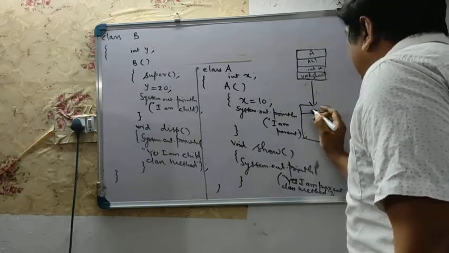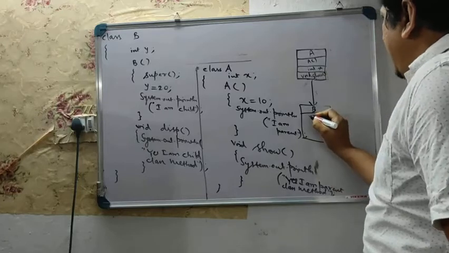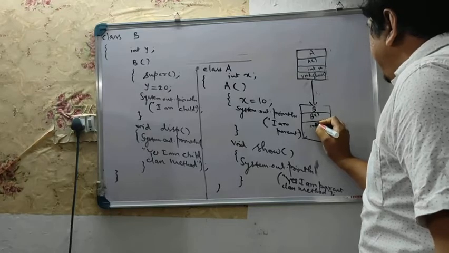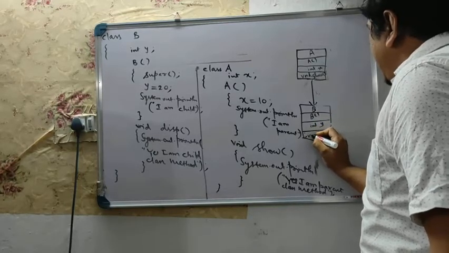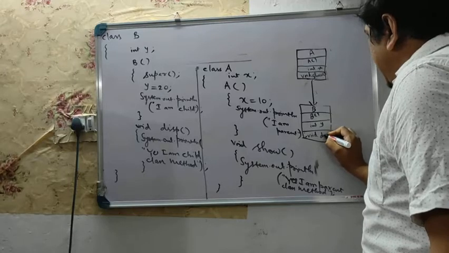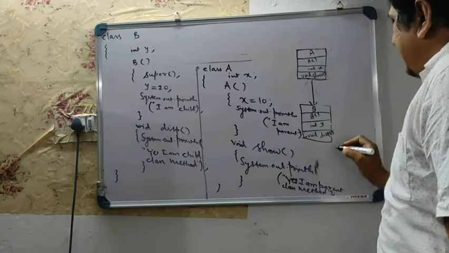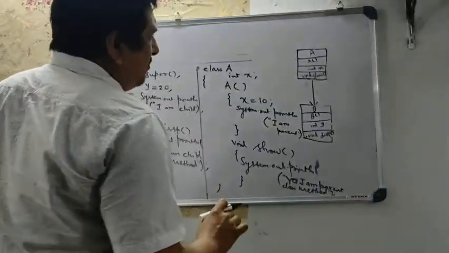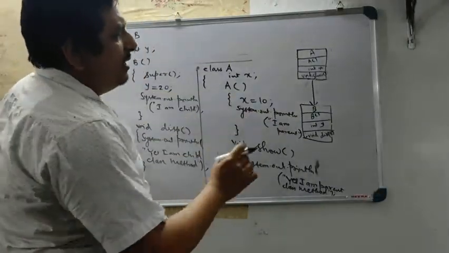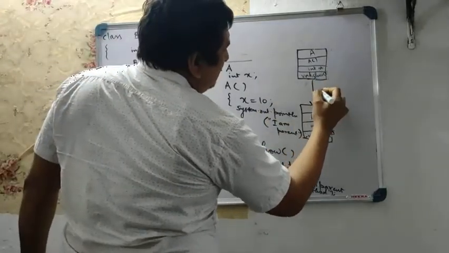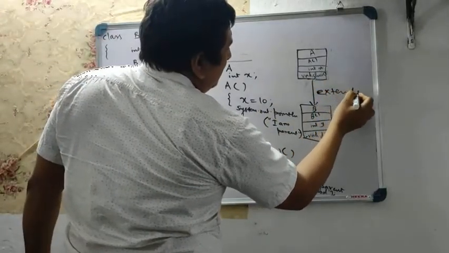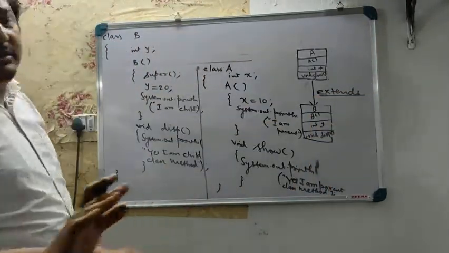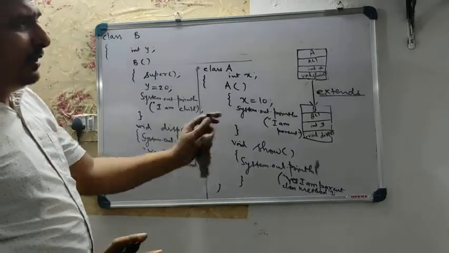Now we have defined a class B. We have B constructor, we have int y, and we have void disp. So these are the two things we have, and the most important thing is the relationship. Until or unless the relation exists, nothing happens, like parent and child.